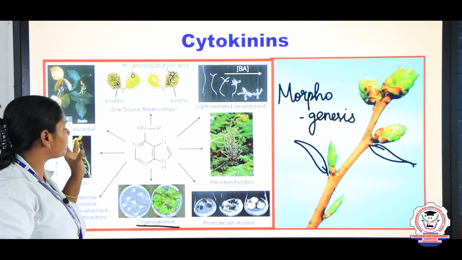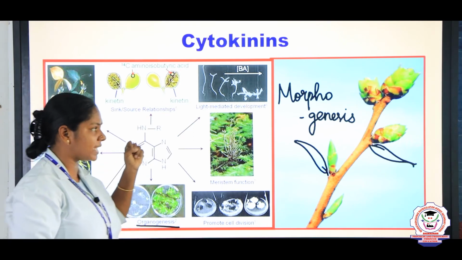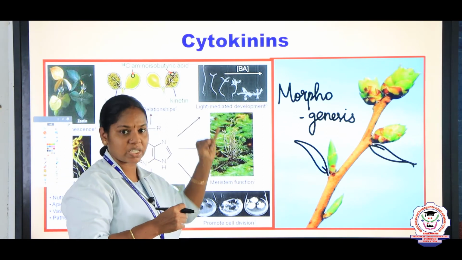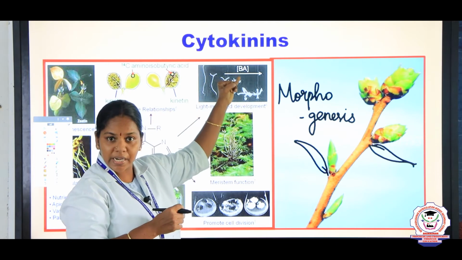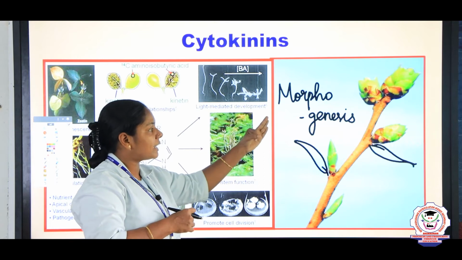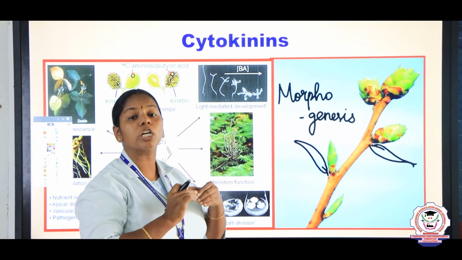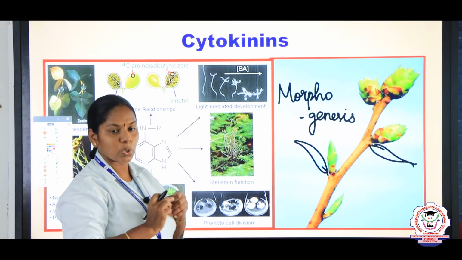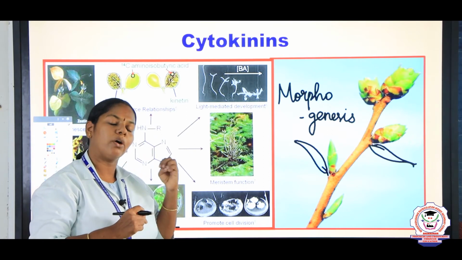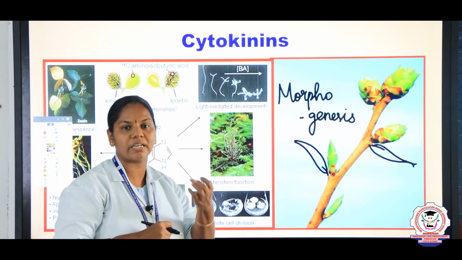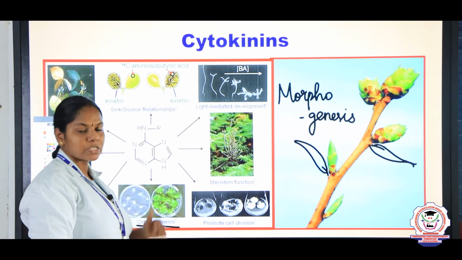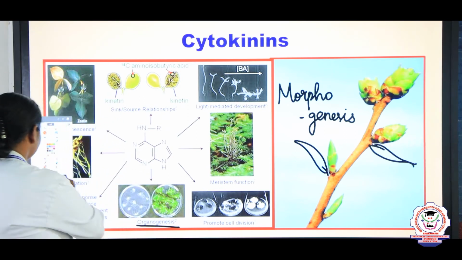Apart from this, there are various other functions, and it promotes cell division. Let us recall one more time: it promotes cell division, hence it got the name cytokinin. Another important function is lateral bud growth, another is morphogenesis, and it also delays senescence. It's an important question, children. They will ask you to write the physiological effects of any hormone, either auxin or cytokinin or gibberellins. It's an important question from this topic. So let us see the next hormone.